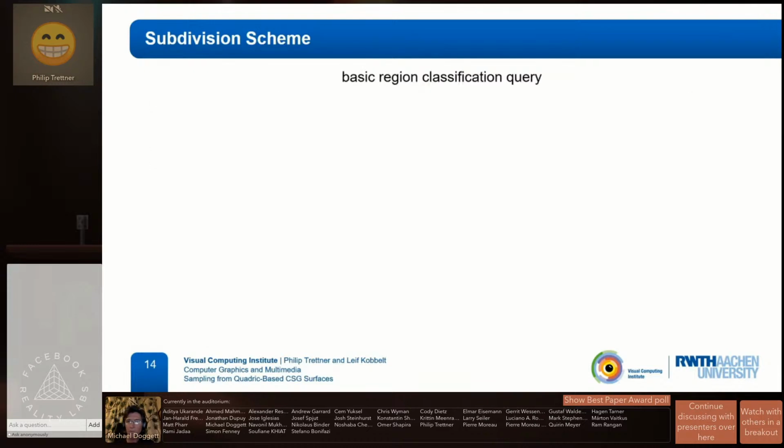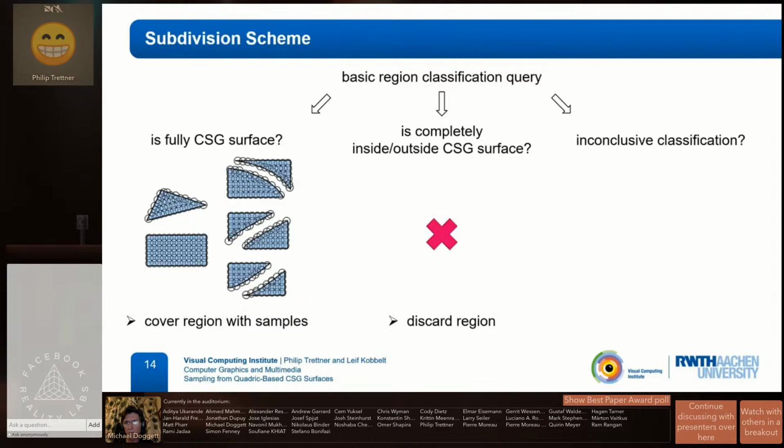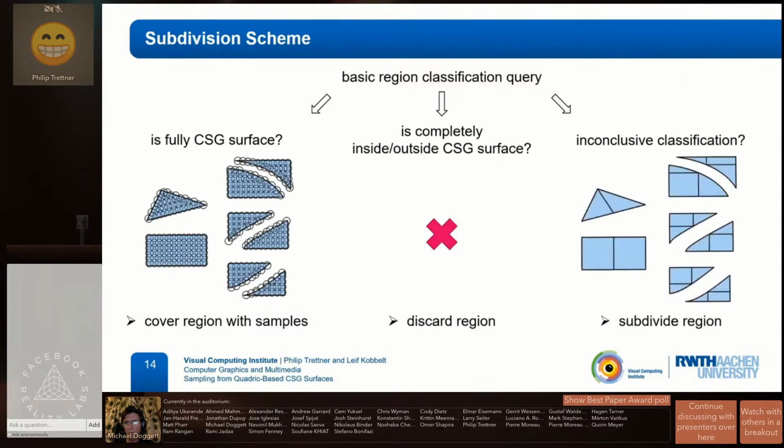So given such a classification, if the basic region is fully part of the CSG surface, we use a rasterization-inspired scheme to place samples on the basic region in a way that they cover the region completely, so that if we're rendering those later as splats, there will be no hole in our surface. If the region is completely inside or outside the CSG surface, we simply discard the region. And finally, in the case of an inconclusive classification, we use a longest edge split to recursively subdivide and then reclassify each region.